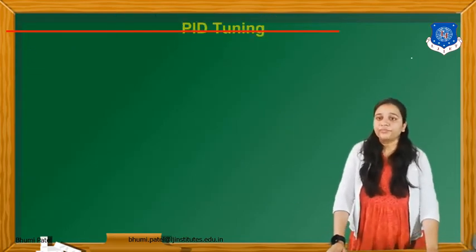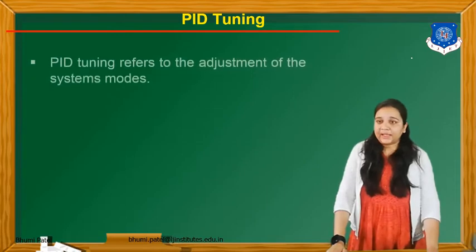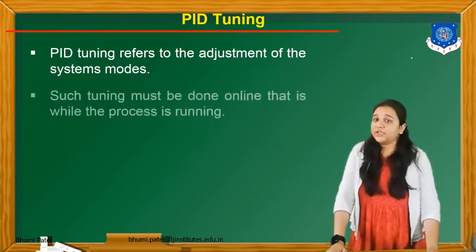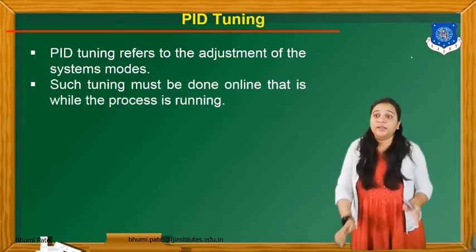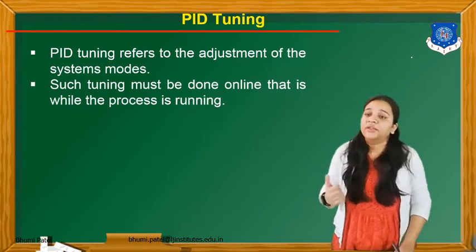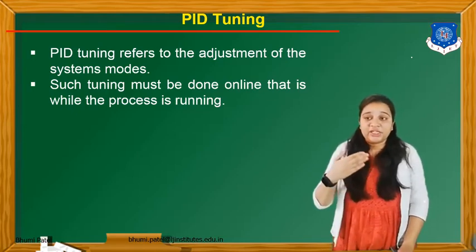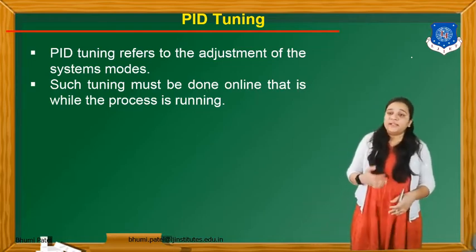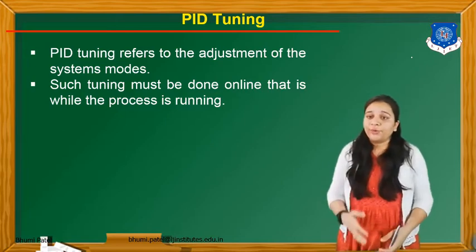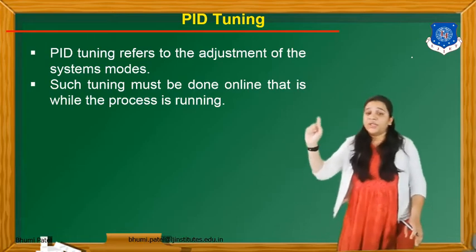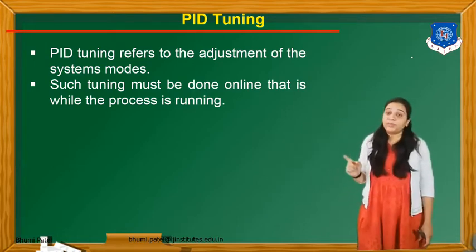Now, how can we tune the PID? PID tuning refers to the adjustment of the system mode. We can adjust the system mode using PID tuning. As we discussed earlier, the PLC software provides specific data for PID tuning. By changing the values of the P gain, I gain and D gain, we can easily adjust the system mode, and such tuning must be done online, that is, while the process is running. This is the most important advantage of PID tuning.